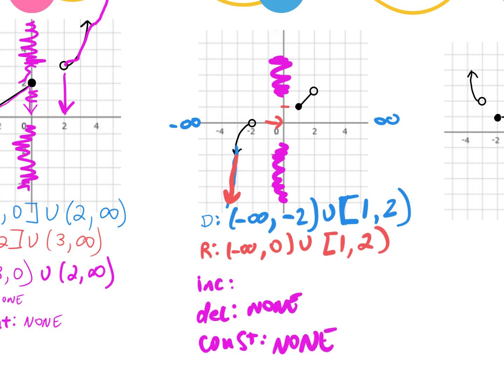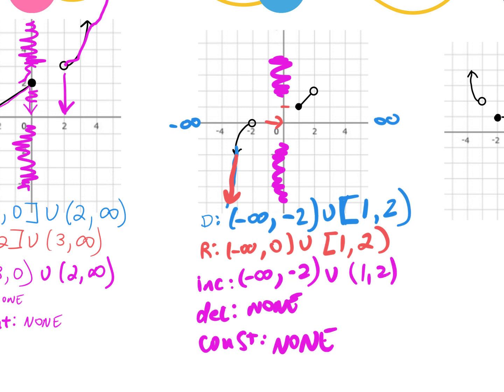So where is this graph increasing? From where on the left side to the right side? We start on the left side. Where is it increasing from? Negative infinity to negative 2. Good. Parentheses only. Then what does your graph do? Union. Then what? From where to where?